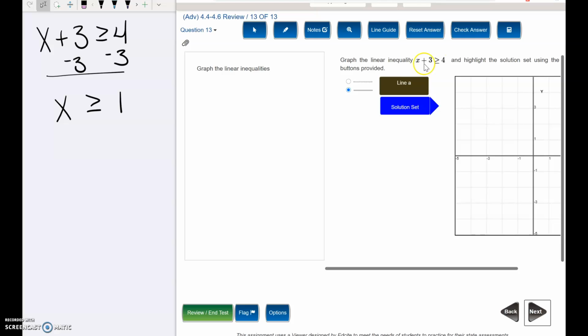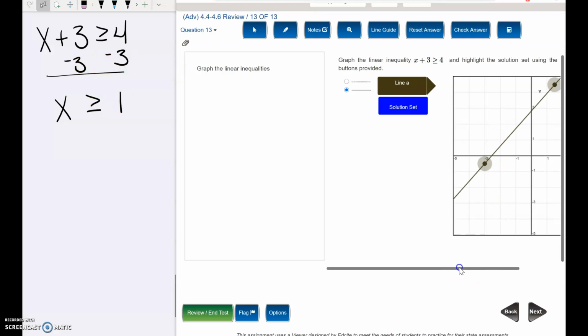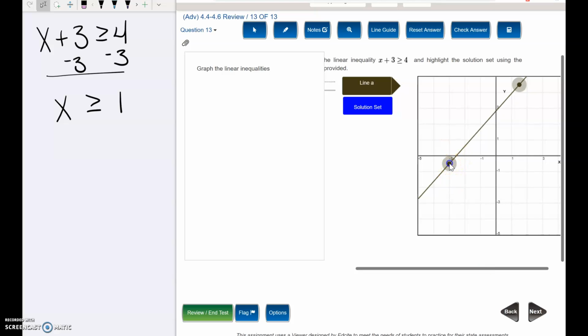This one, x plus 3 is greater than or equal to 4. We subtract 3 on both sides. Click line A. We want a vertical line. It does need to be solid at 1, so make your dots be vertical. And then it needs to be greater than 1, so we shade to the right.